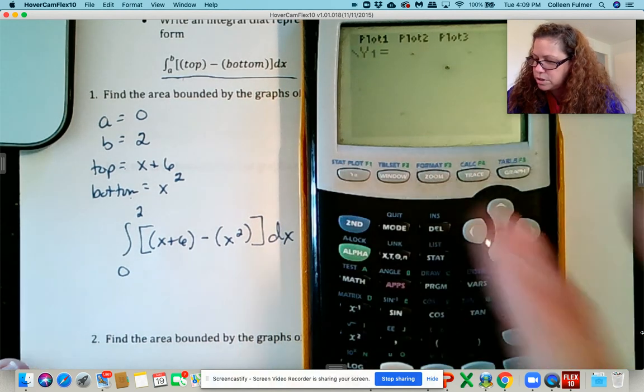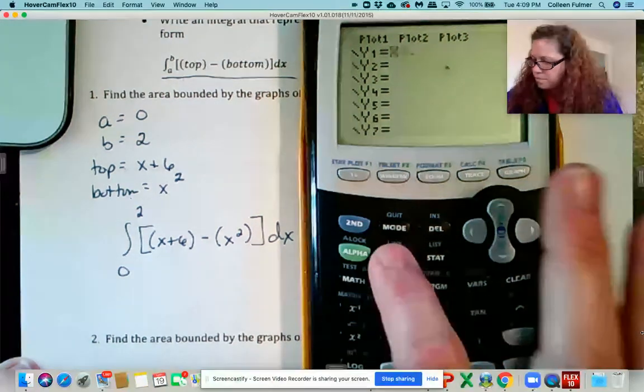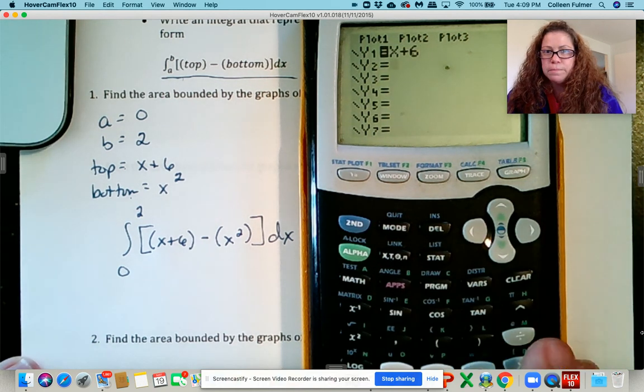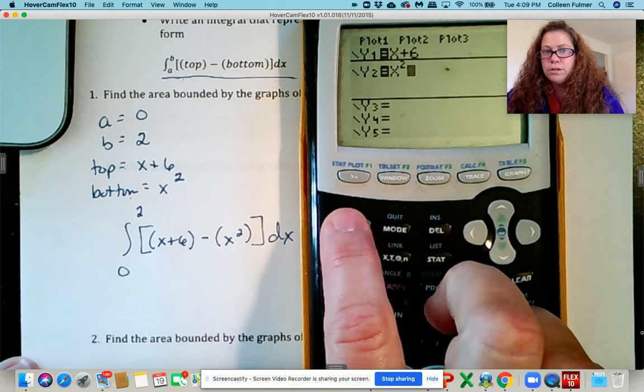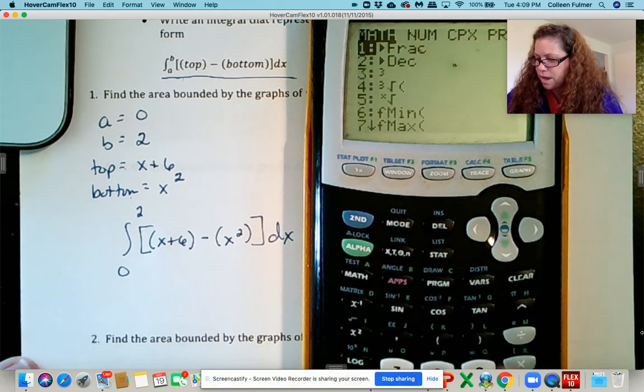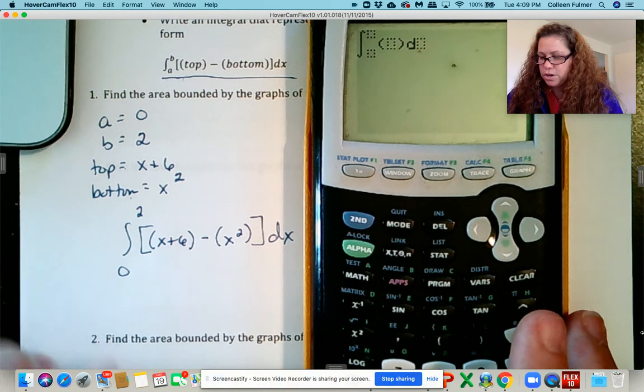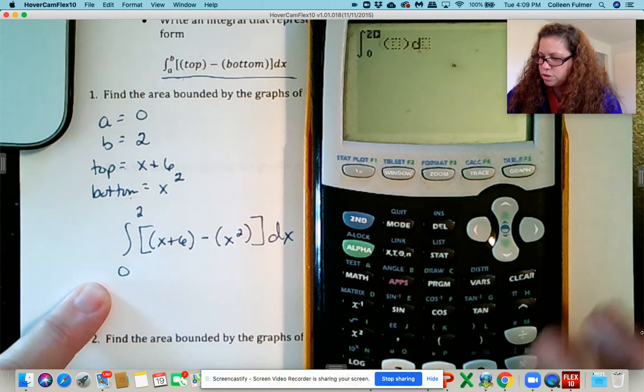We're going to have to figure out how to get them back. All you're going to do is type in y1, your top function, x plus 6. In y2, you're going to type in your bottom function, x squared. You're going to go back to your home screen and hit math 9. You're going to type in your limits, 0 to 2.